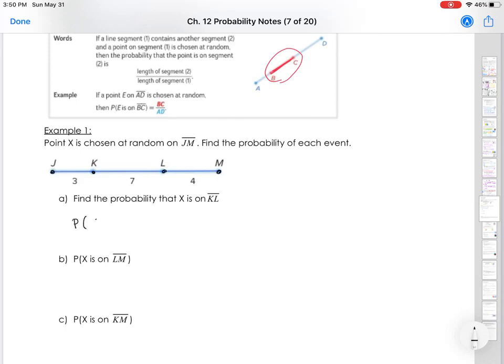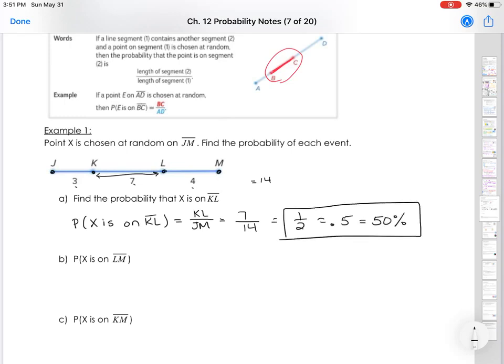So if we take a look at the first example, we're going to randomly choose point X, and point X is on JM. JM is this entire line from here all the way to here. Okay. So we want the probability that X is going to land on KL. So what that means is the probability that X is on KL is going to be the length of KL over the length of the entire line, which is JM.